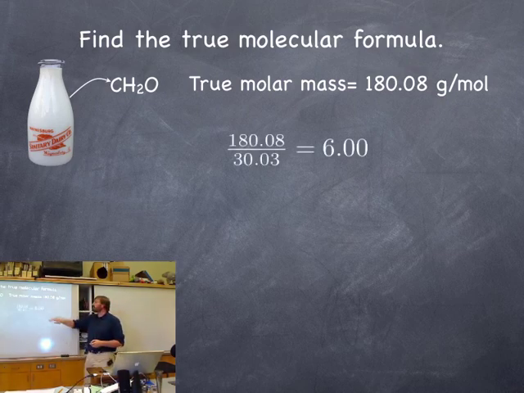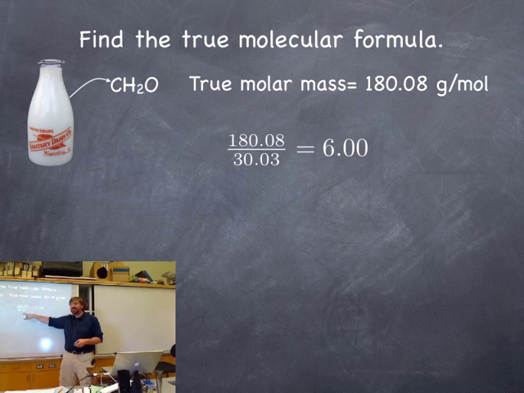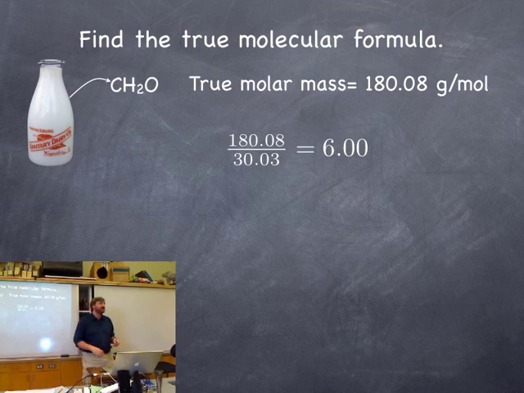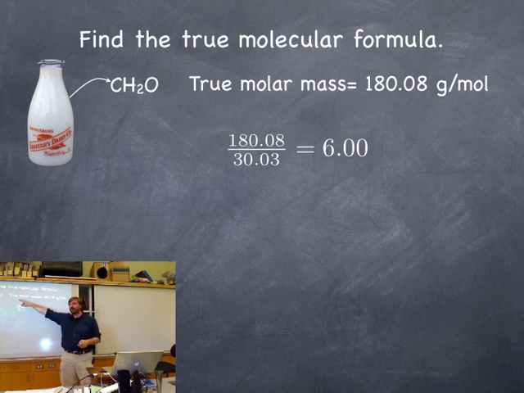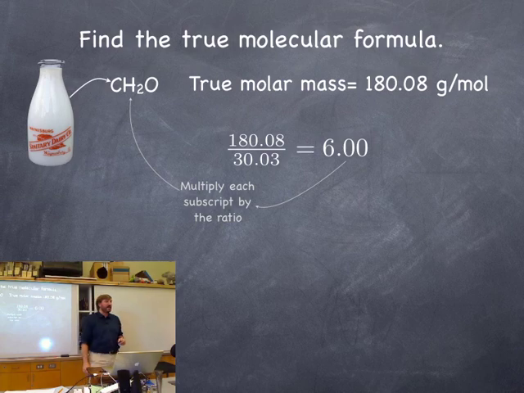We want to take the true molar mass and divide by the empirical formula molar mass. 180 divided by 30 is 6. Okay? Yeah, 5.999, whatever. It rounds off to 6. We're going to go down to a whole number here. So we take that value, and that's the number we multiply each subscript by to get the true formula.